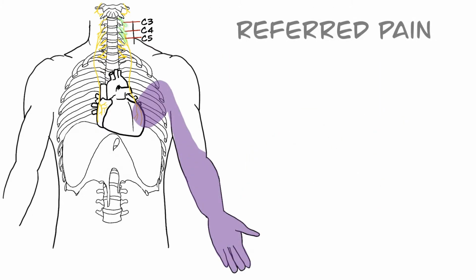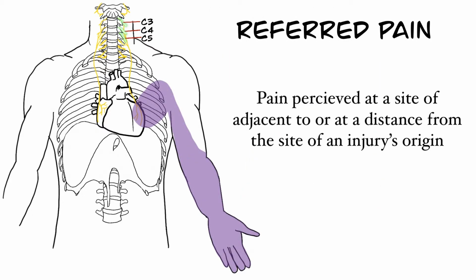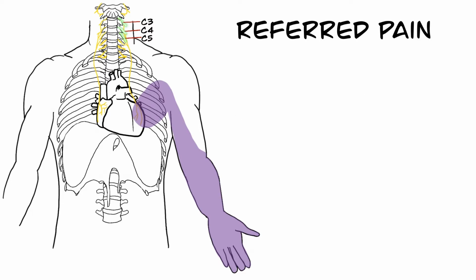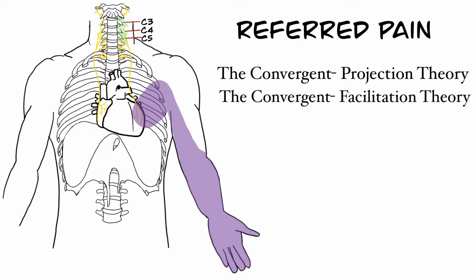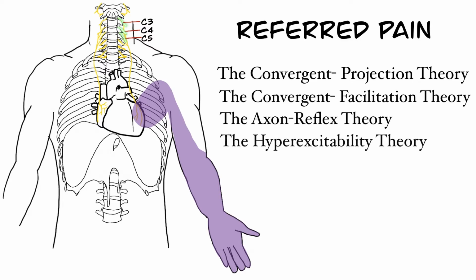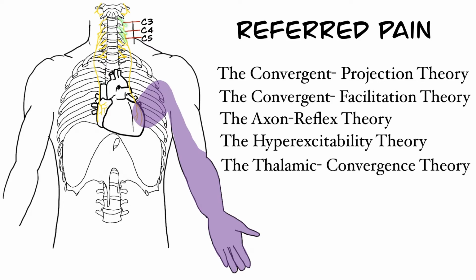Referred pain is a phenomenon used to describe pain perceived at a site adjacent to or at a distance from the site of an injury's origin. There are several proposed mechanisms for referred pain. These are the convergent projection theory, the convergent facilitation theory, the axon reflex theory, the hyperexcitability theory, and the thalamic convergence theory. But currently there is no definitive consensus regarding which theory may be correct. I will discuss these theories in more detail in another video.